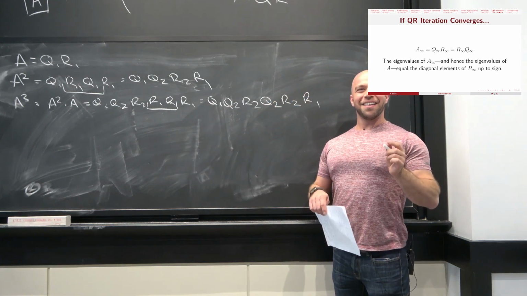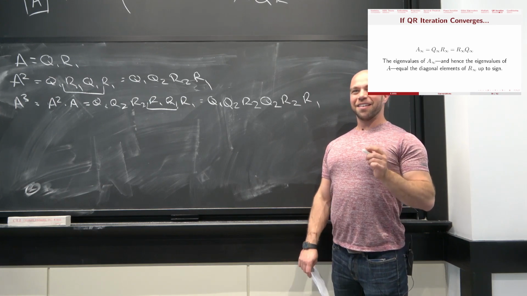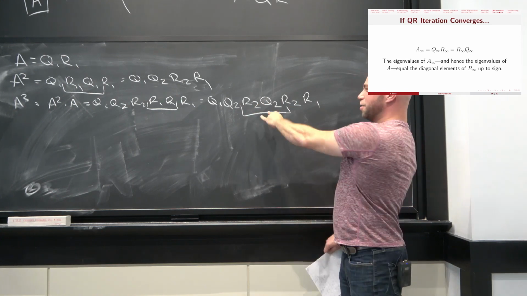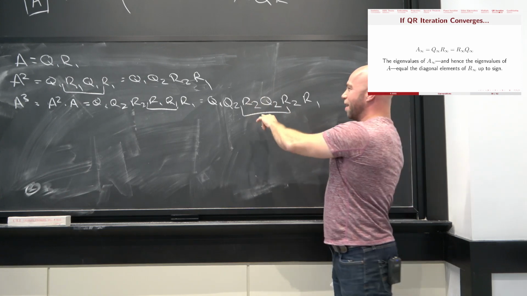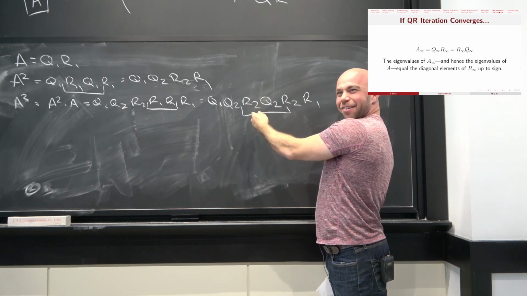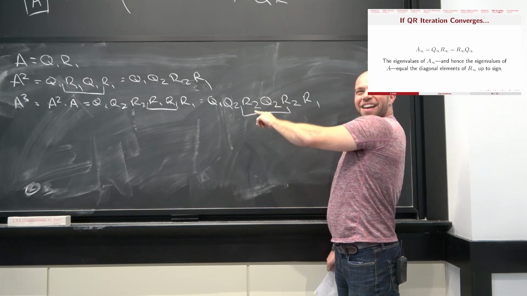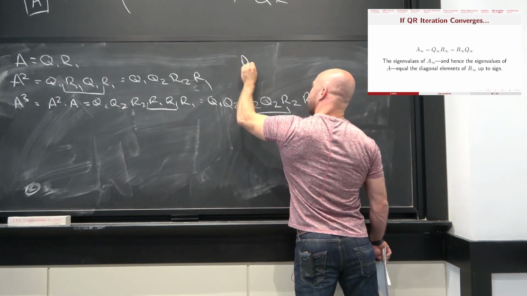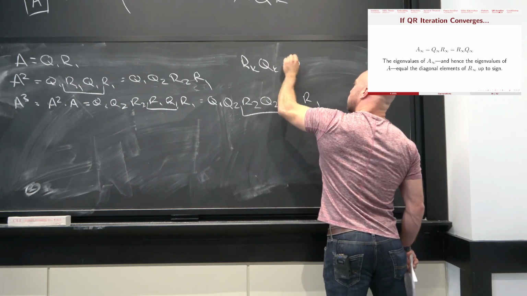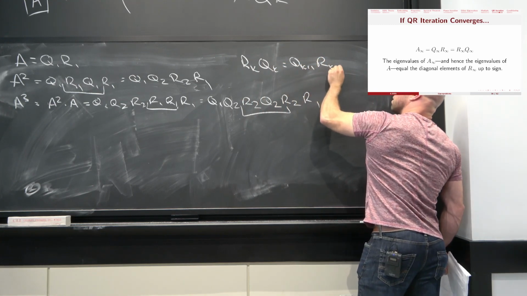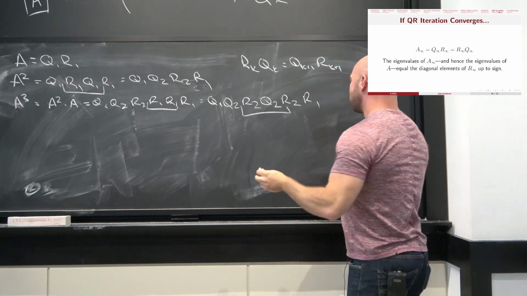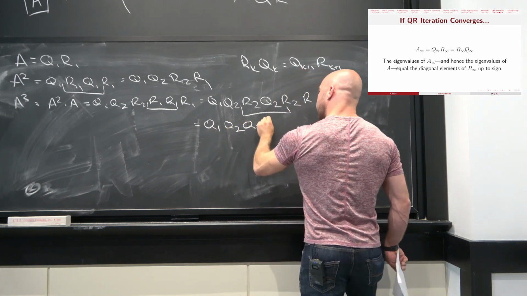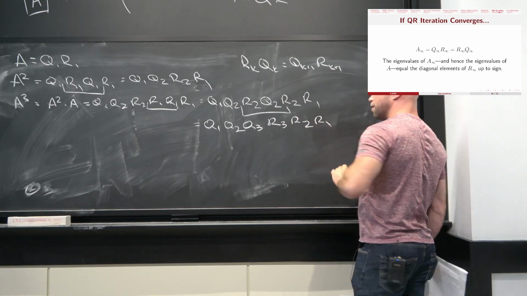Now what? I know you know. Yeah, R2 Q2 is the same as Q3 R3. Sorry, I said it wrong, but I made the right gesture. In general, the fact I'm using is that Rk Qk equals Qk+1 Rk+1. That's essentially what I'm using here. So this is equal to Q1 Q2 Q3 R3 R2 R1.